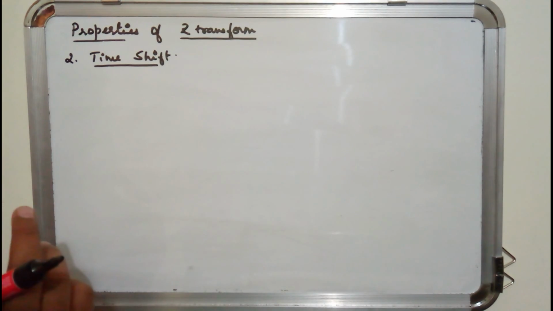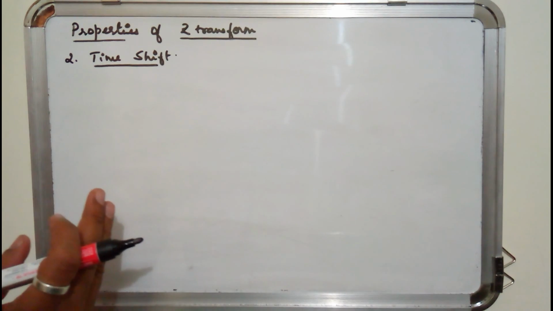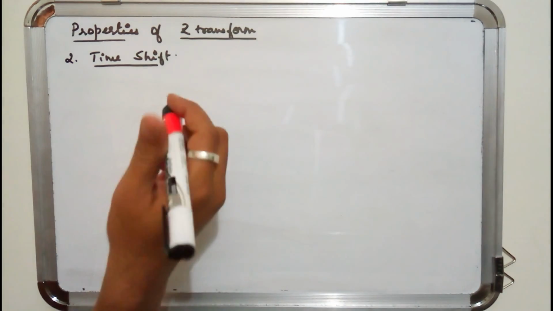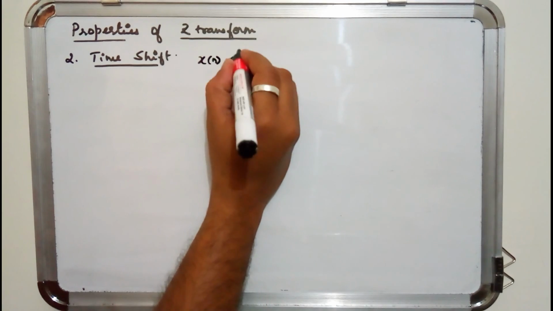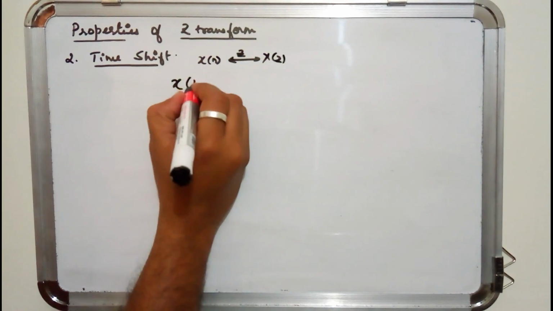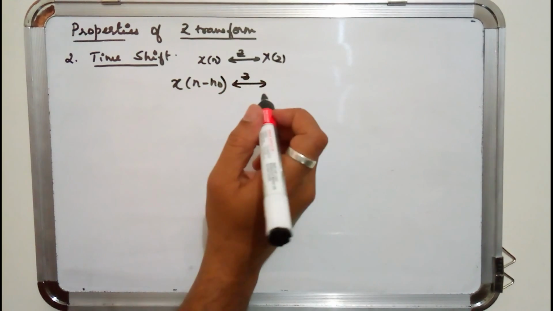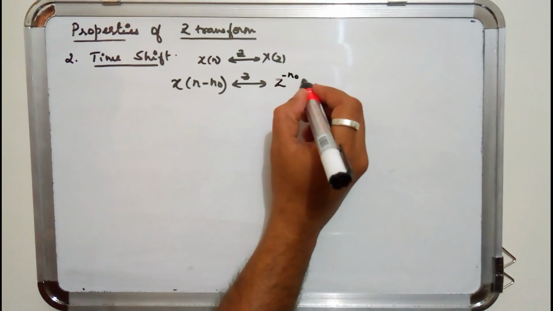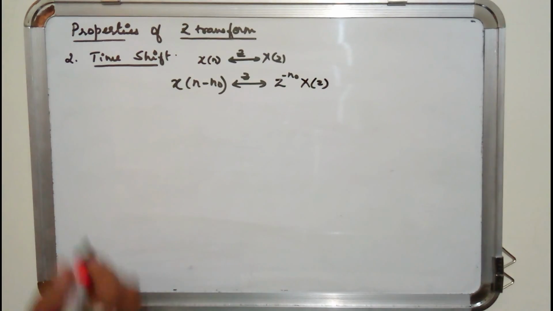Now the next property which we will be dealing with is the time shift property. I've proved this in DTFT as well as CTFT. Time shift means there is a shift in the time in the input. So x of n forms a Z transform pair with X of z. If there is a time shift in the input, that is x of n minus n naught, what is the Z transform? This I need to prove, that is z power minus n naught into X of z. So the proof is similar.